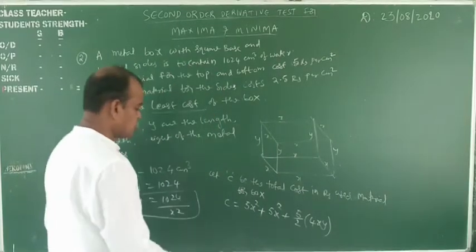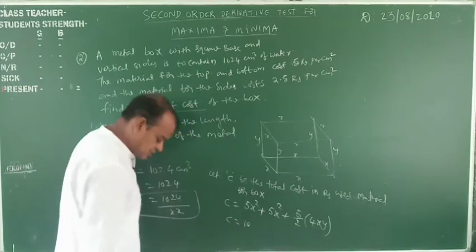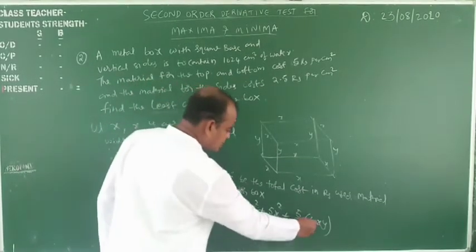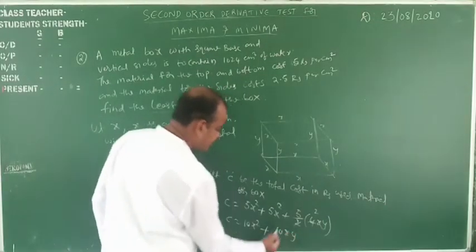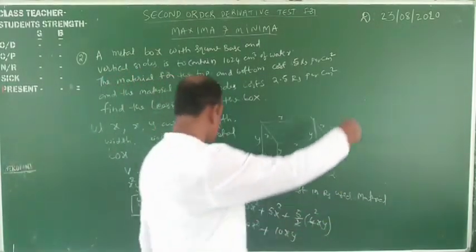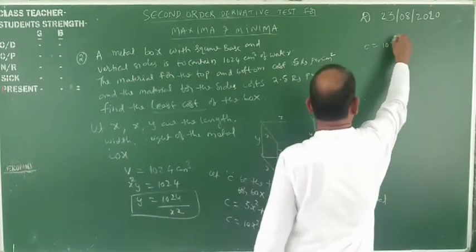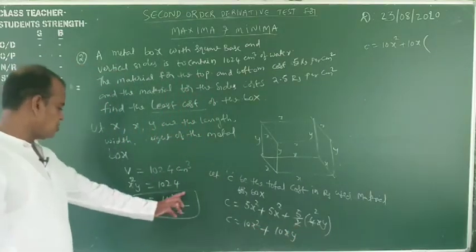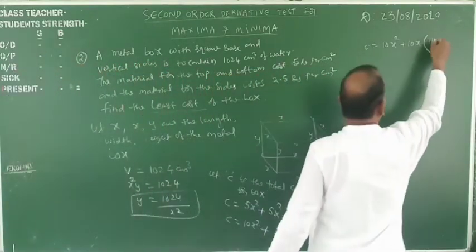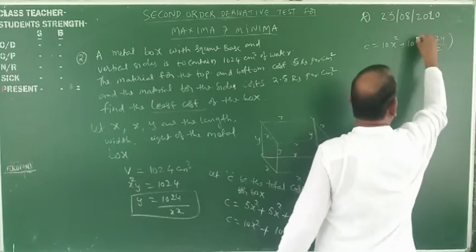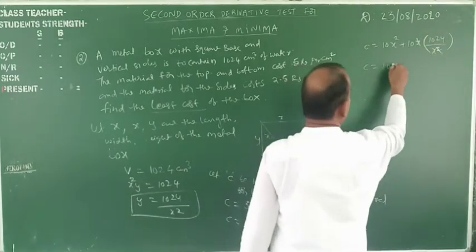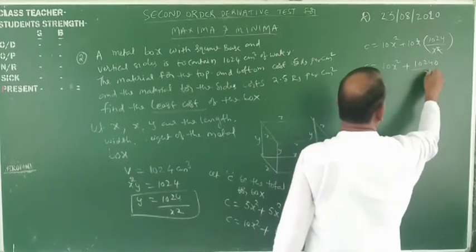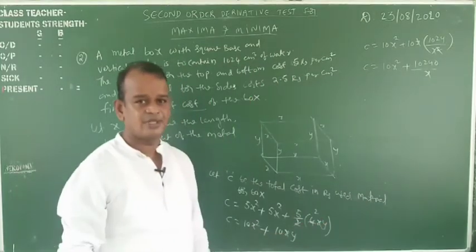Okay, my dear students. Therefore, C is equal to 5x square plus 5x square, that is 10x square, plus 5 twos are 10xy. Now C is equal to 10x square plus 10xy. Already we found the y value: y is equal to 1024 by x square. X cancels, my dear students. C is equal to 10x square plus 10,240 by x. Now the cost is in terms of x.